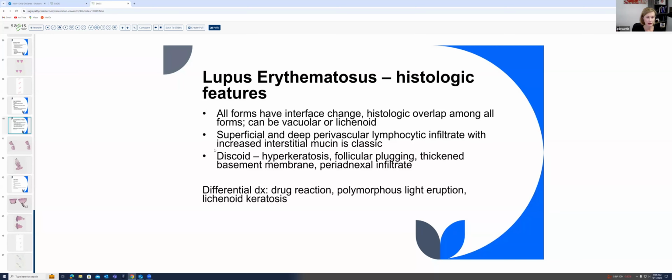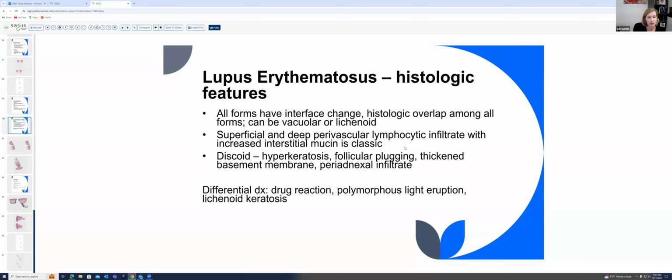The one example that is a little more specific is discoid lupus, which does have some more specific histologic features, including hyperkeratosis, typically orthokeratosis, prominent follicular plugging, and a thickened basement membrane zone. Lupus will often show a superficial and deep perivascular lymphocytic infiltrate with increased mucin. The infiltrate can also be present in a periadnexal pattern.